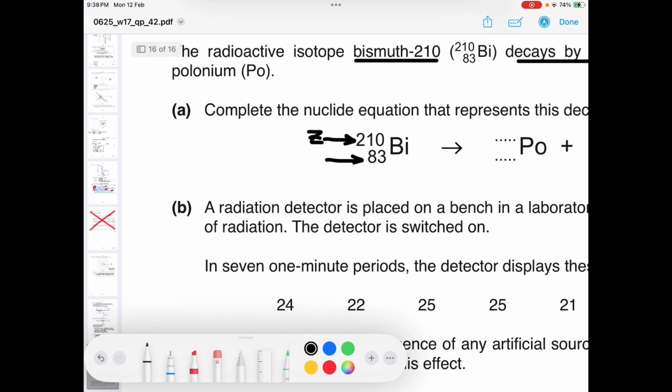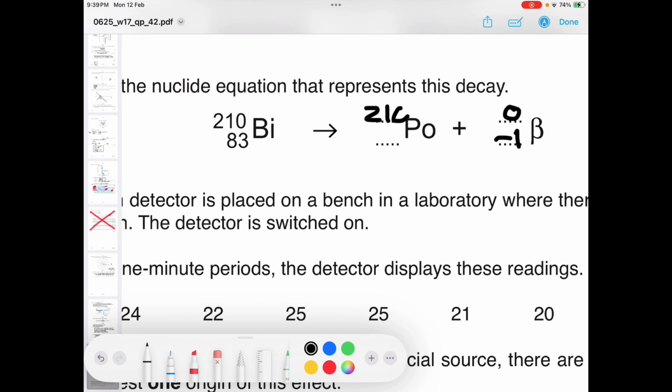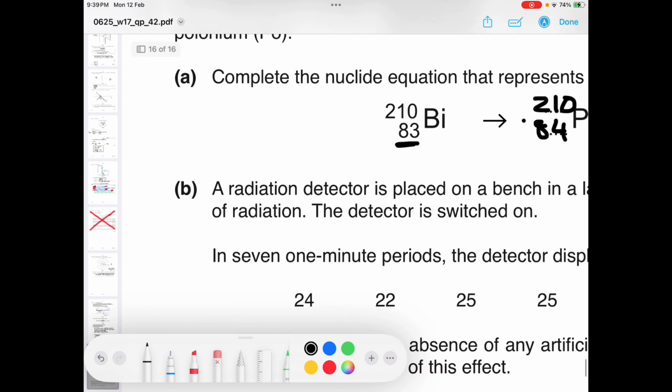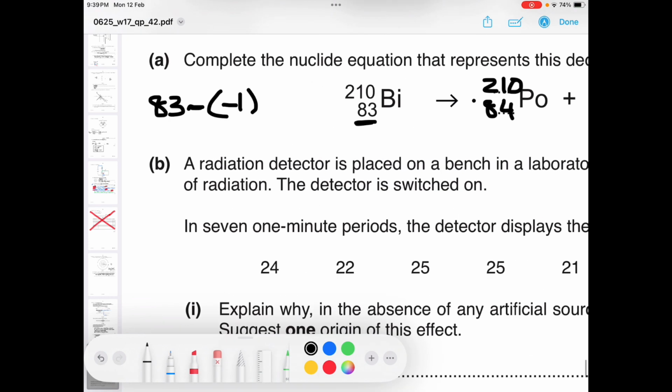I always remember it by Z and A. Atomic number goes down, and it's not alphabetically ordered. It's from Z to A. Okay. So when we do 210 minus 0, it gives us 210. When we do 83 minus 1, that gives us 84. Minus and minus become positive. So basically this is equal to this.